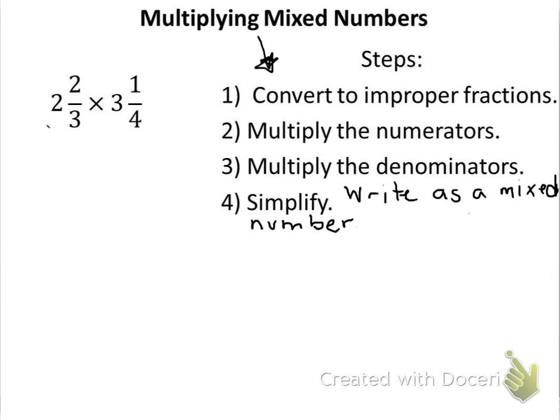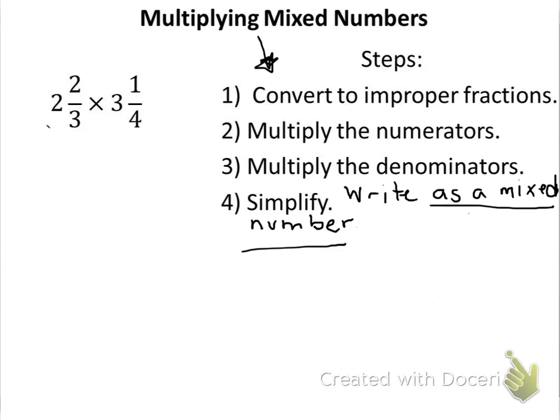Also, you need to add this last bit to step number 4: write it as a mixed number. It's important that when you're multiplying mixed numbers, at the last step, you need to put it back into a mixed number, and that's kind of included in Simplify. Alright, let's do the first example together.